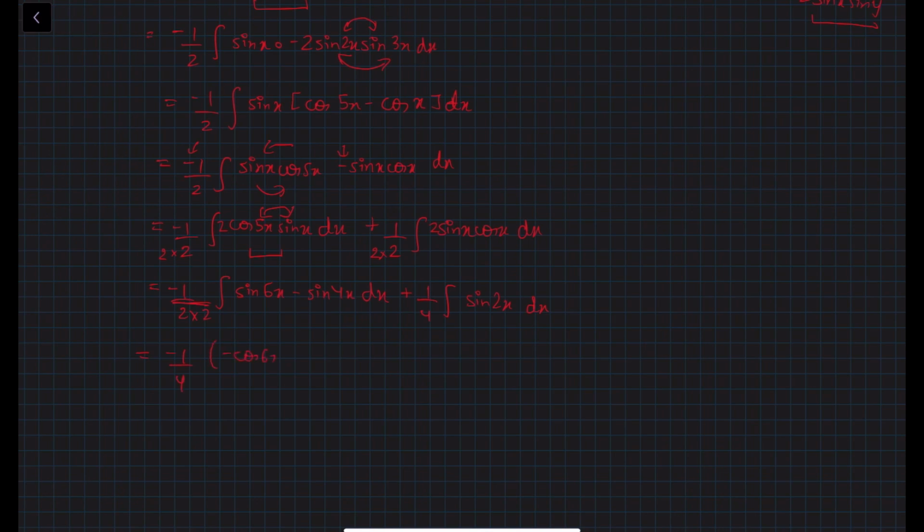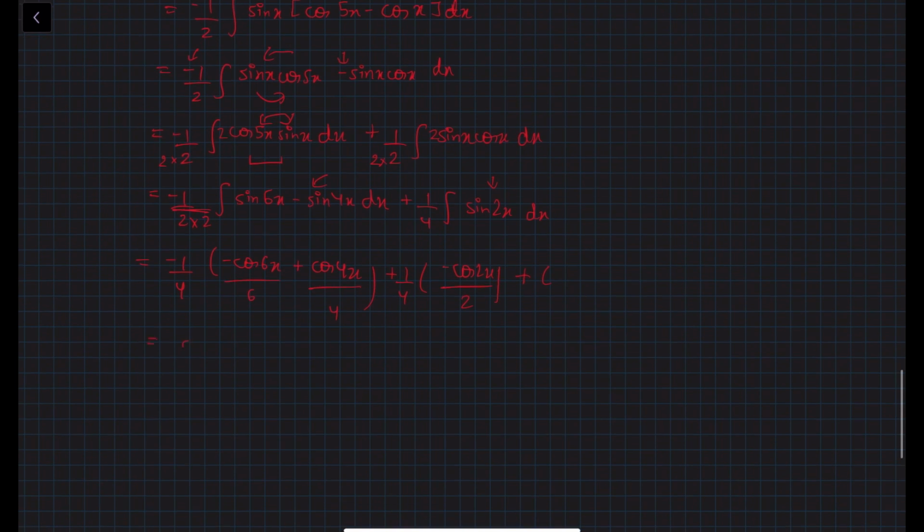That becomes a negative cosine 6x over 6, and that becomes a double negative, so a positive cosine 4x over 4, and that becomes a negative cosine 2x over 2 plus c. And now we're just going to rewrite this, so that becomes cosine 6x over 24 minus cosine 4x over 16 minus cosine 2x over 8 plus c. And that is the answer. All right.